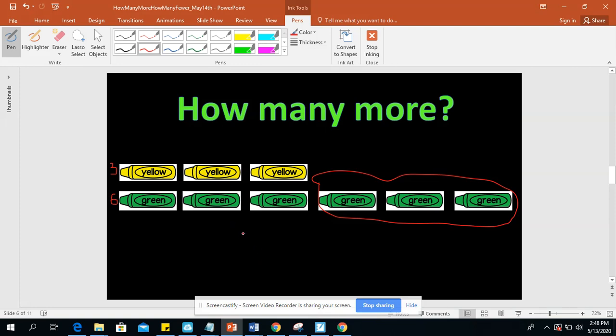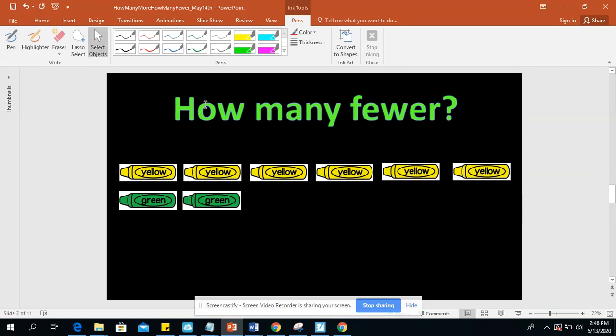And again, to solve this, you can subtract. 6 take away 3 equals 3. There are 3 more green crayons than yellow crayons.